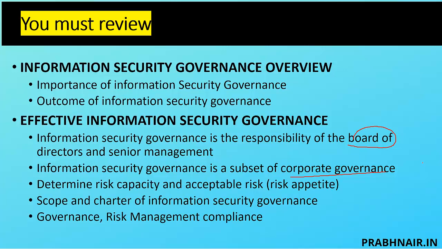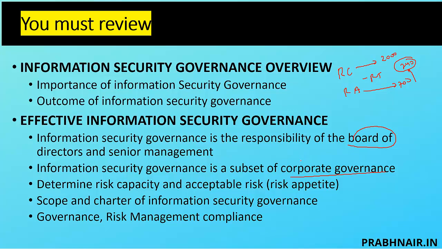When we're talking about effective information security governance, we also need to define the risk capacity and the risk appetite. We have three terms here: risk capacity, risk appetite, and risk tolerance. Now, my salary is $2,000. I'm planning to invest $700 in a fund. So here the $700 is basically my appetite. But if I find a good fund, I might increase my budget to $740. That is basically my tolerance.